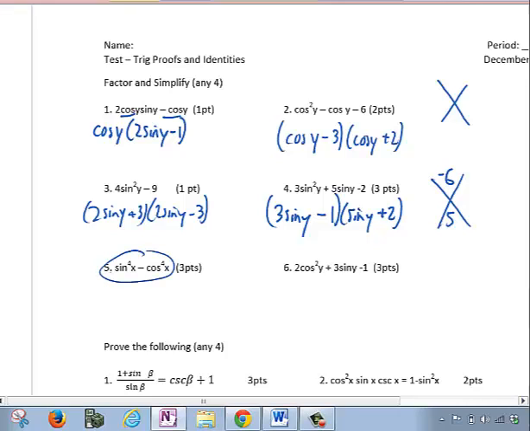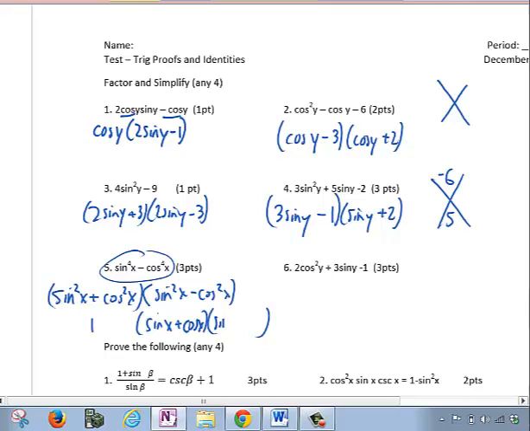This is a difference of squares. Sine squared of x plus cosine squared of x times sine squared of x minus cosine squared of x. You're not done yet. This part is 1, and this part is difference of squares again. Sorry, cosine of x, sine of x minus cosine of x, and now we're done.